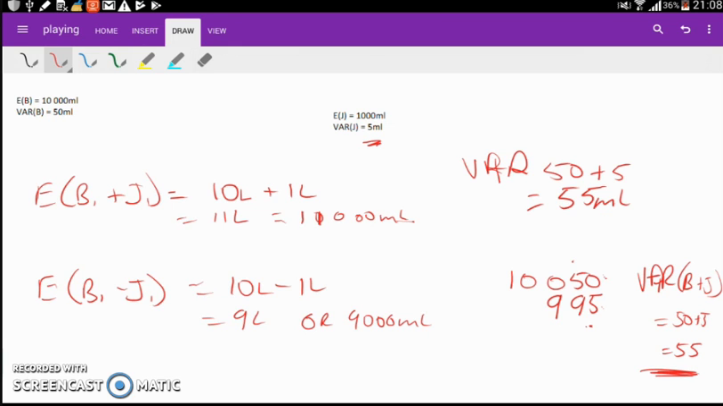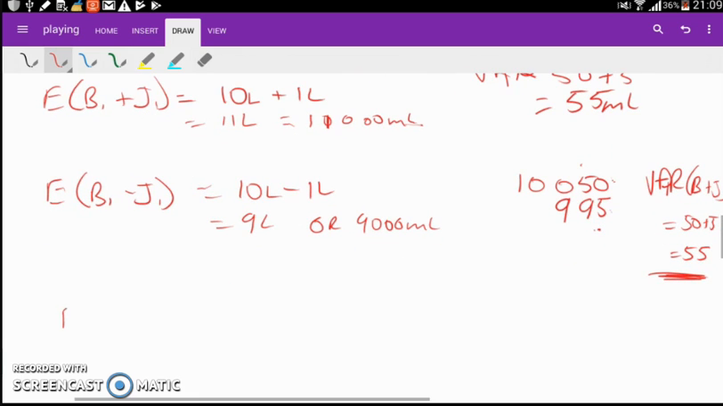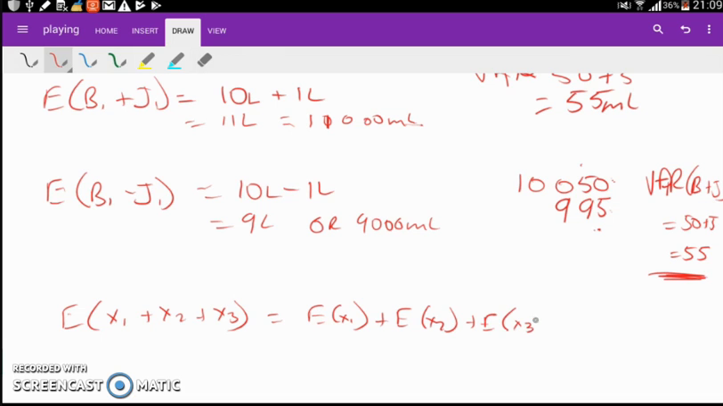Okay, so you can see on the formula sheet that the expected value of X1 plus X2 plus X3 is equal to the expected value of X1 plus the expected value of X2 plus the expected value of X3, etc. And the variance of X1 plus X2 plus X3 is equal to the variance of X1 plus the variance of X2, etc.